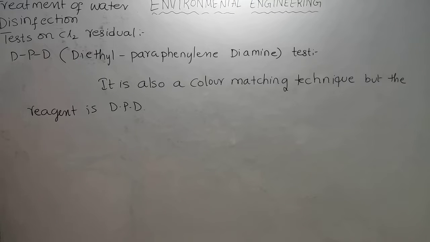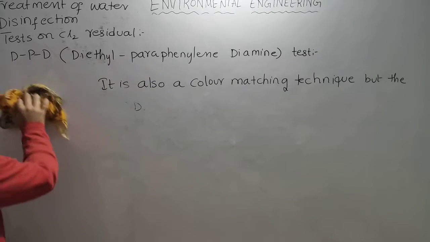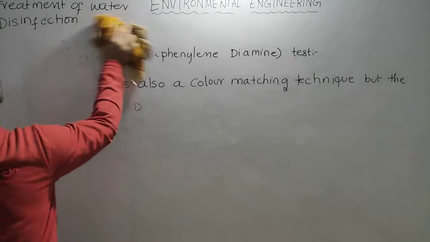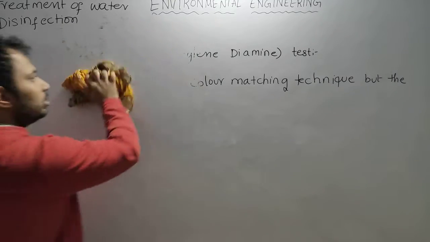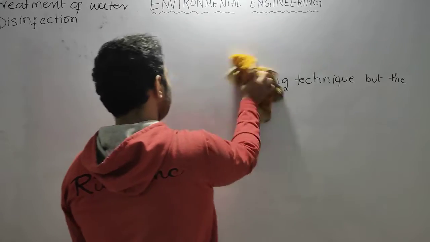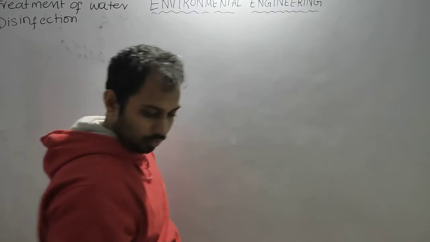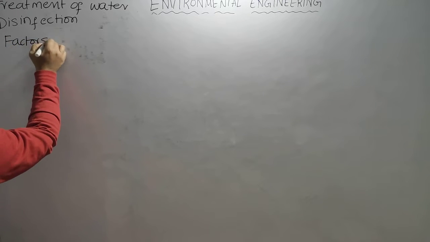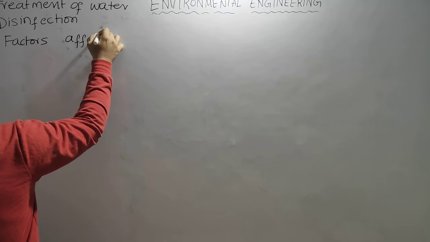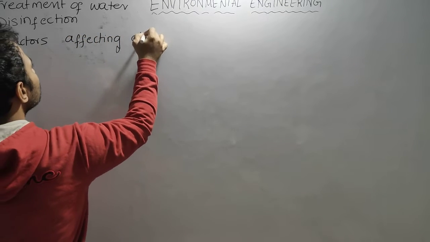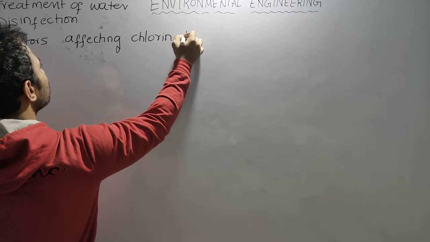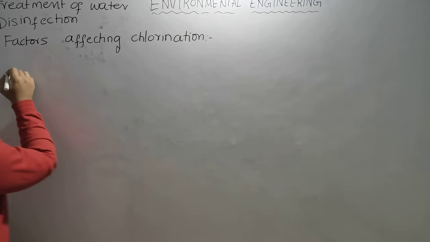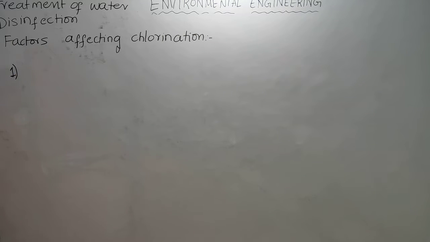So these are all the tests which we perform to determine the Cl2 residual, and the last concept which we are going to discuss is factors affecting chlorination. The first one is turbidity.